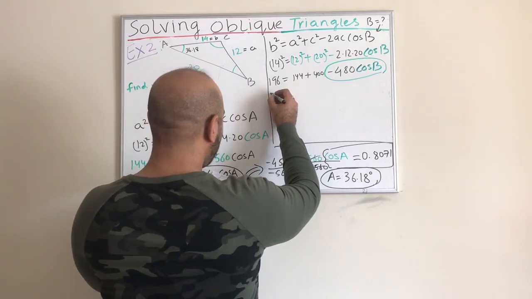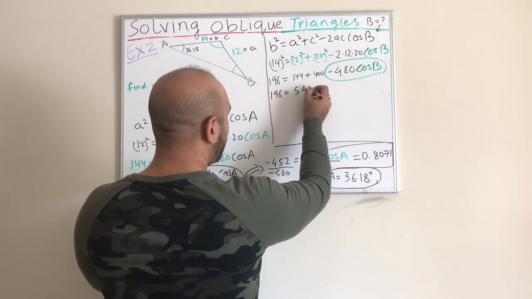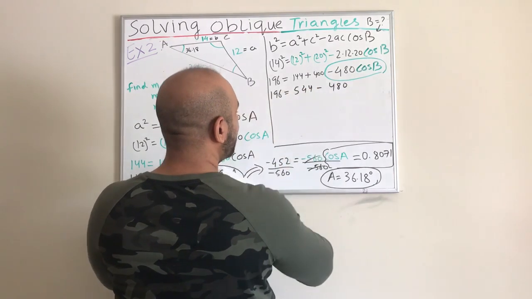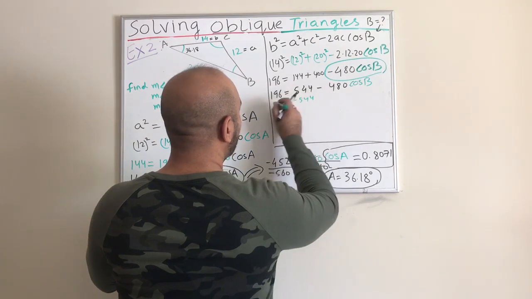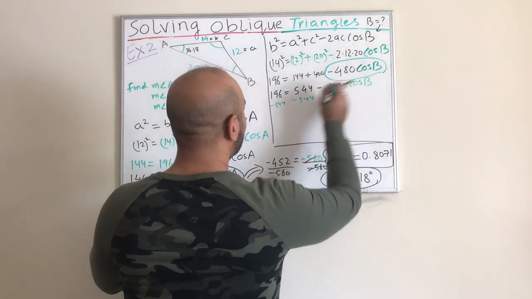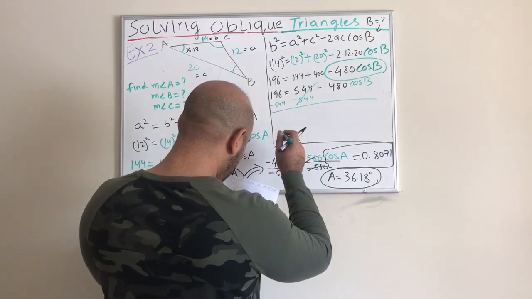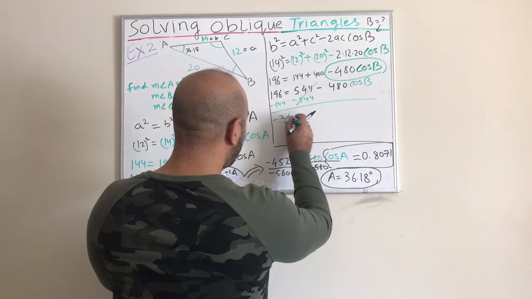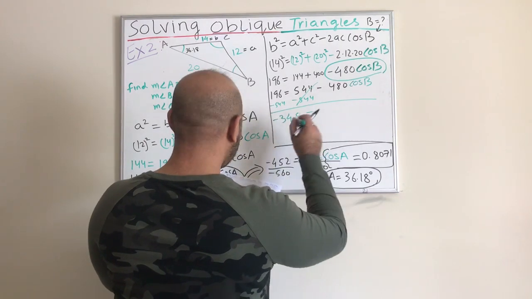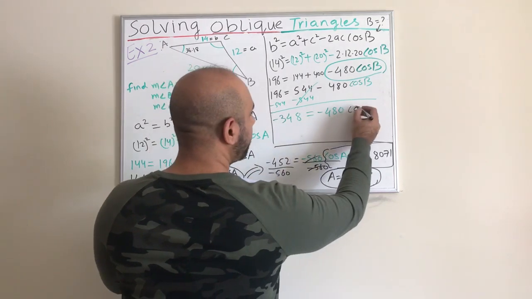So what I did was 196 here, and I added these two. I get 544 minus 480 cosine of B. And then I subtracted 544 from both sides because I want to isolate this term with the cosine. This crosses out, and when I subtract this, what do I get? I get a negative 348 on the left hand side, and on the right hand side I have negative 480 times cosine of B.